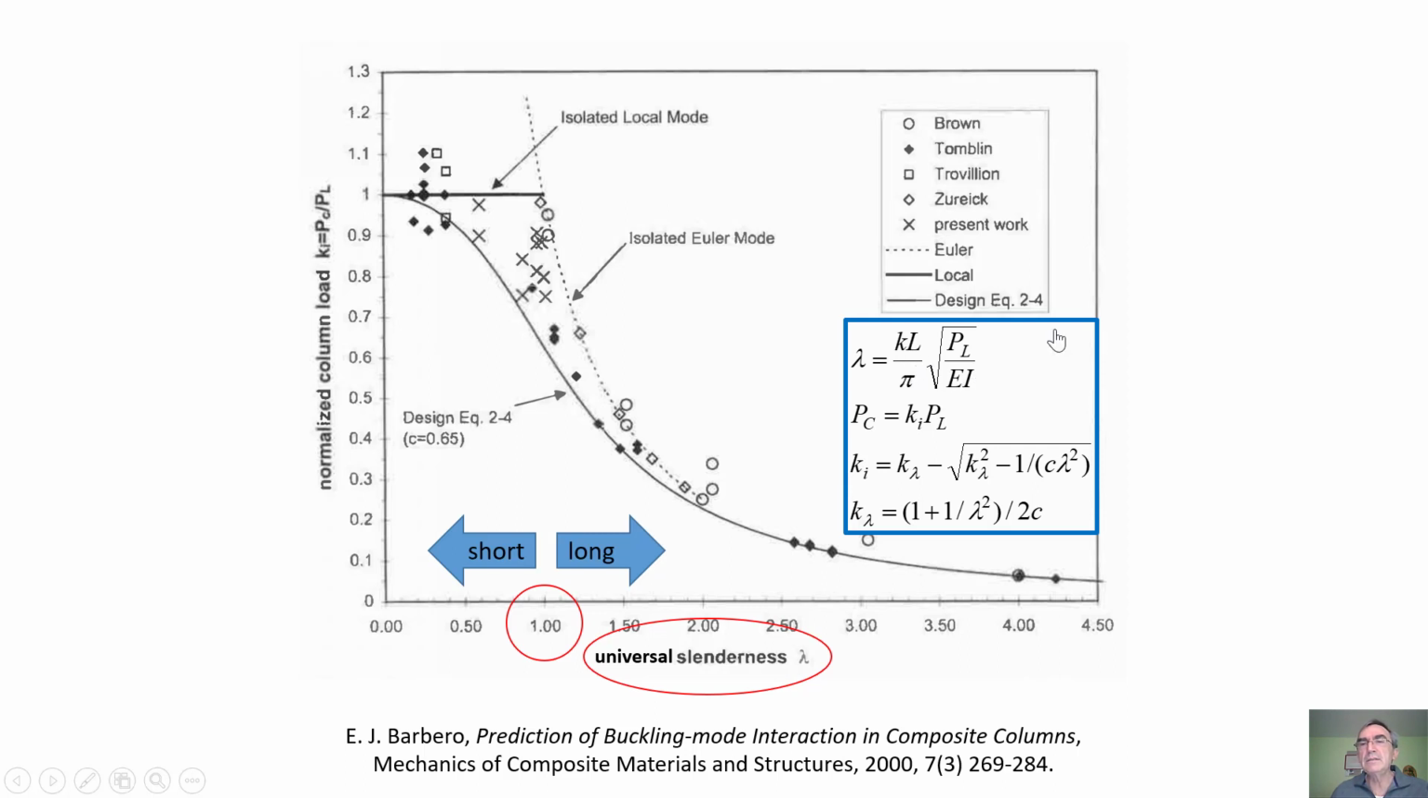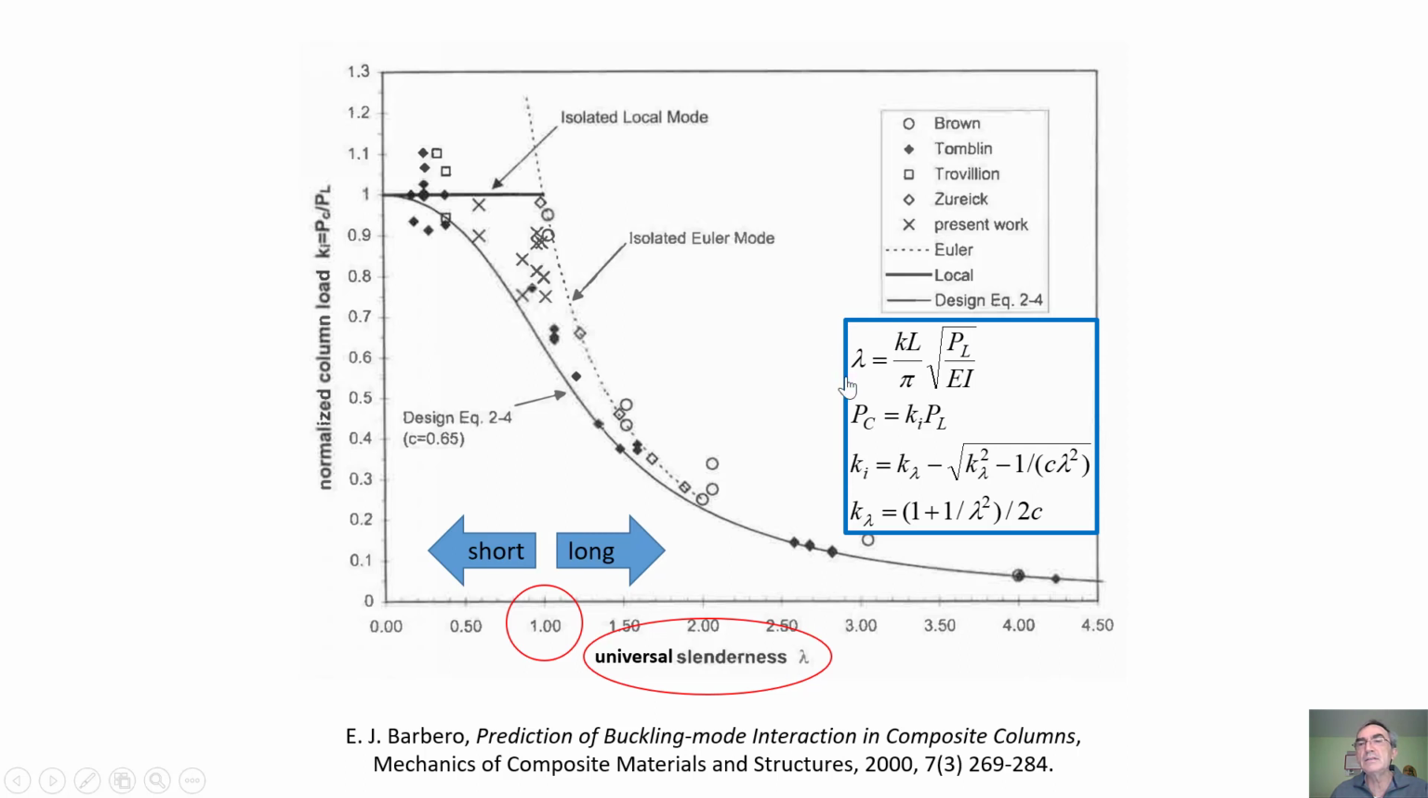The universal slenderness is equal to K. K takes into account the end condition of the column. Like if it's pin-pin, simply supported at both ends, K equals 1. And these values of K you can find in textbooks because it's very common in the literature. L is the length of the column, your design length, pi. Then PL, which you can get from experiments, finite element analysis simulation, or formulas. And EI, everybody knows, the modulus of elasticity multiplied by the second moment of area.